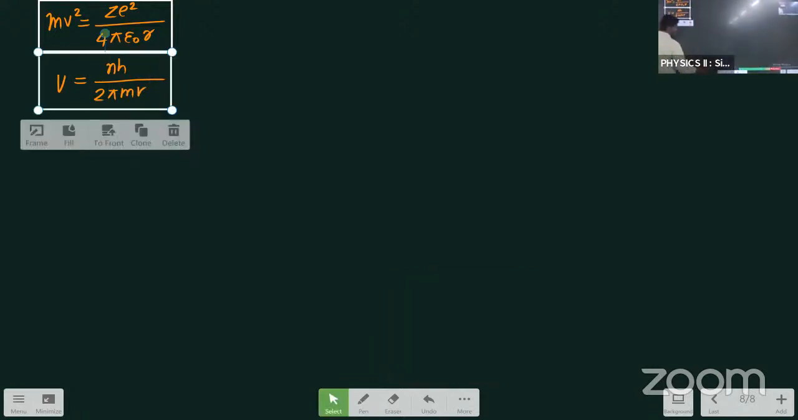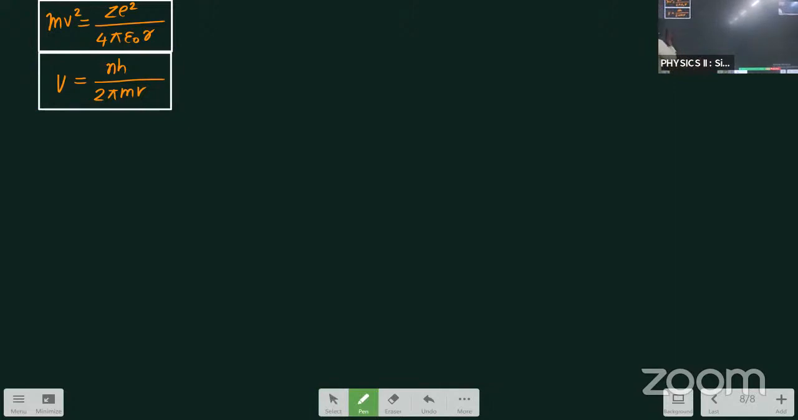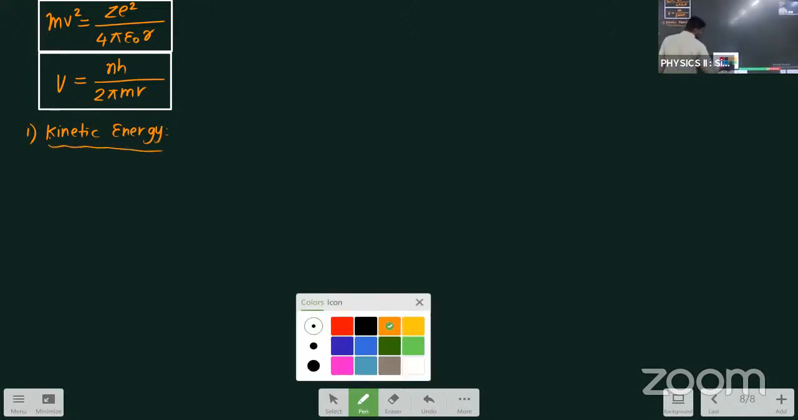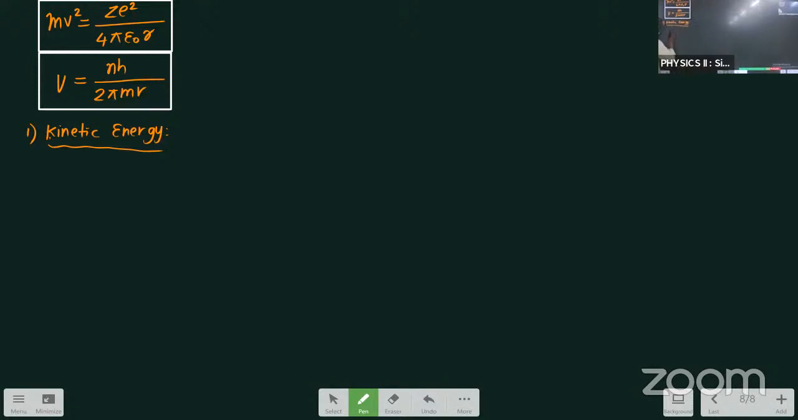Now carefully see here. First of all, we are going to derive the expression for kinetic energy. I hope everyone knows the formula for kinetic energy. Basic, a small student can also answer this one. What is the formula for kinetic energy? Kinetic energy K is equal to 1 by 2 mv square.